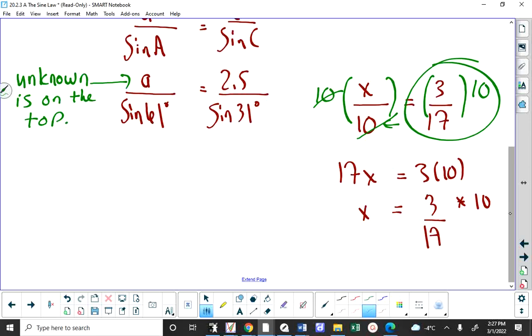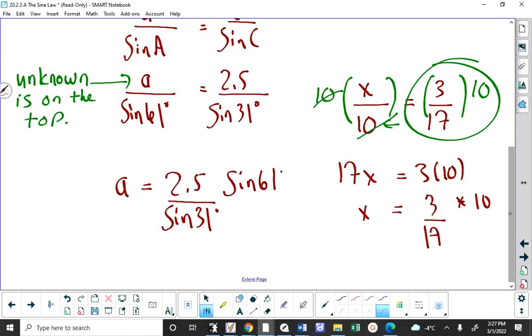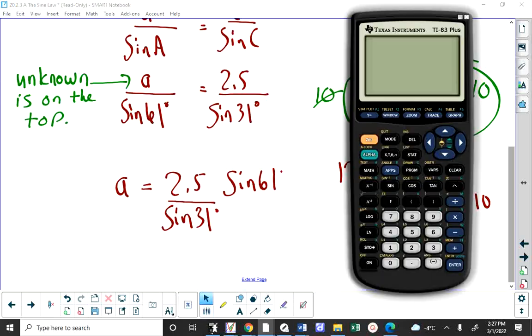So in my mind, when I look at this, I just say, well, I want A by itself, so I'm going to take 2.5 over sine 31, and I'm going to multiply by sine 61. I'm multiplying both sides of this equation by sine of 61. And the fact of the matter is sometimes we do care only about the answer. I don't care what sine of 61 is or sine of 31 is. I care what A is.